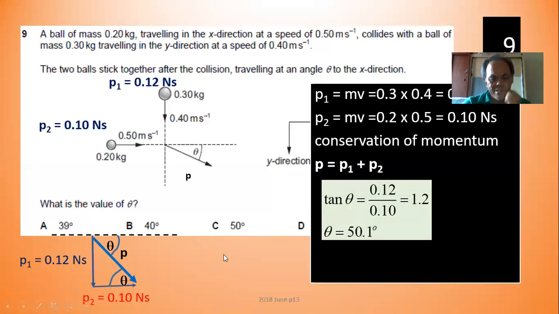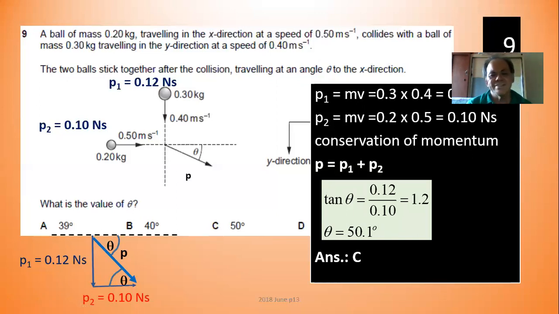Stop me if you want to ask a question. Hey sir, I didn't know this type of question can use a vector triangle. Can. These are vectors. You are supposed to use vectors. No other way. We have learned vectors, usually with forces. Now we are applying it to momentum. So 0.2 to 0.1, then you get that one. Find your answer, C.